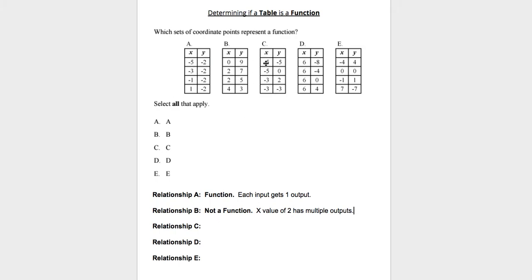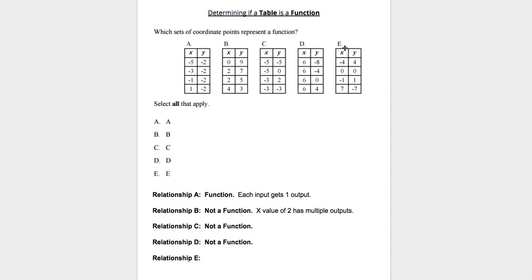When we look to relationship C, we see that both the x value of -5 and the x value of -3 appear twice. So if x were -3, we don't know if y is going to be 2 or -3. Because of that, relationship C is not a function. Similarly, relationship D will not be a function because all 4 input values have the same value. It's 6, 6, 6, and 6. That shows us 4 different outputs that could possibly show up if the input's 6. Because of that, relationship D is not a function.